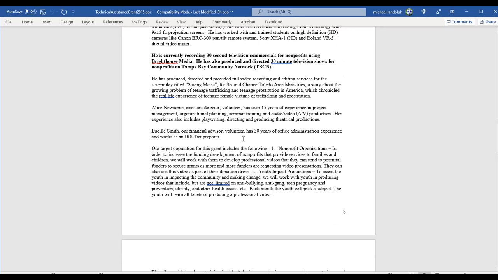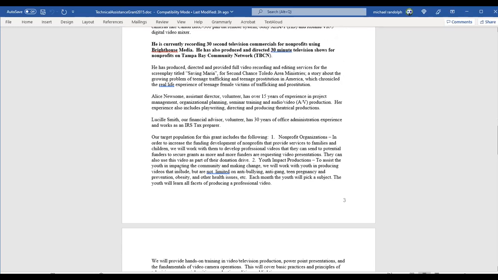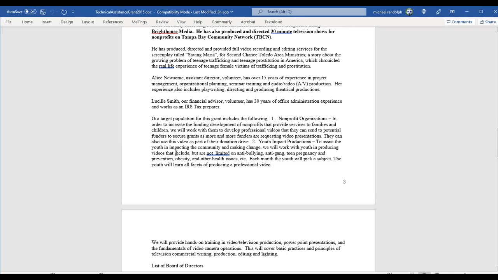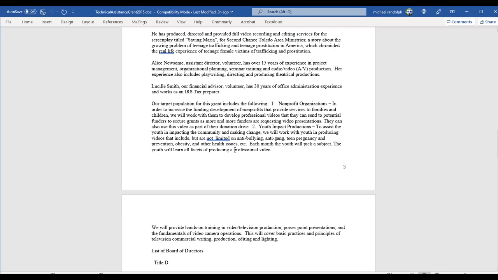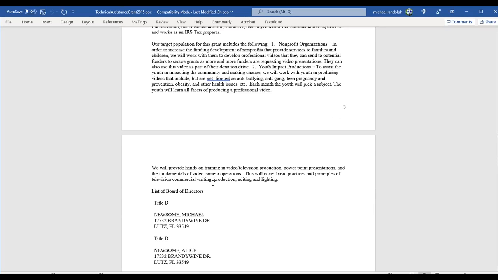They talk about a volunteer that's going to help them. Okay, it's getting more information about the target population and what they plan to do. Read through this because you can snatch some of this stuff and put it into your grant. Right. Oh yeah. Okay.